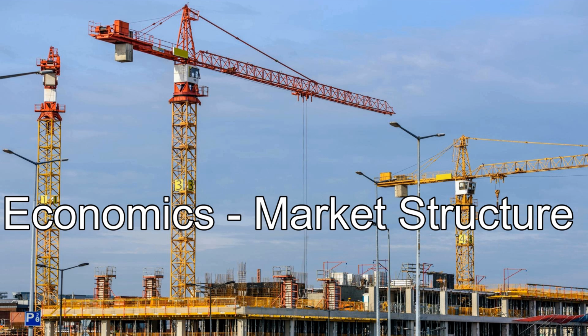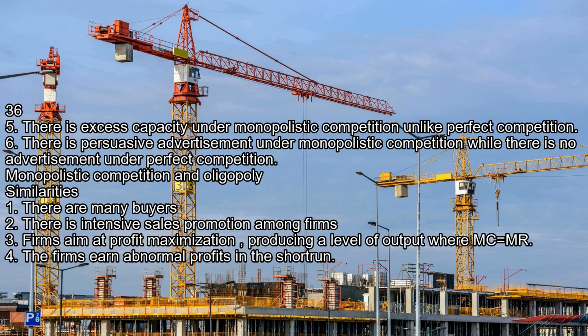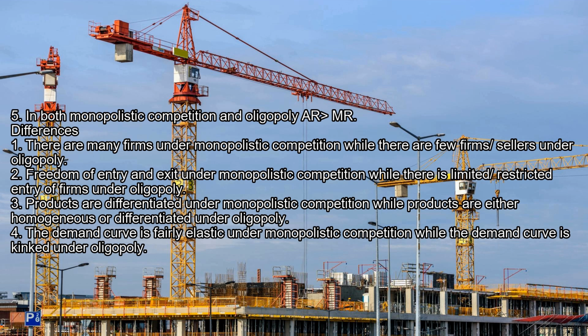Differences. Economics market structure. 5. There is excess capacity under monopolistic competition unlike perfect competition. 6. There is persuasive advertisement under monopolistic competition while there is no advertisement under perfect competition. Monopolistic competition and oligopoly. Similarities. 1. There are many buyers. 2. There is intensive sales promotion among firms. 3. Firms aim at profit maximization, producing a level of output where MC equals MR. 4. The firms earn abnormal profits in the short run. 5. In both monopolistic competition and oligopoly, AR is greater than MR.